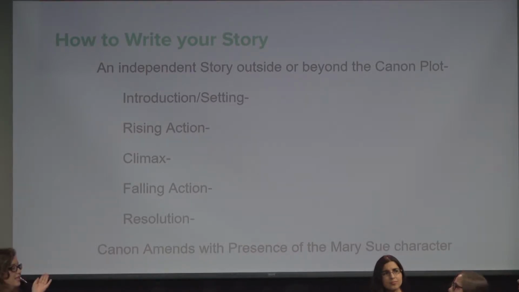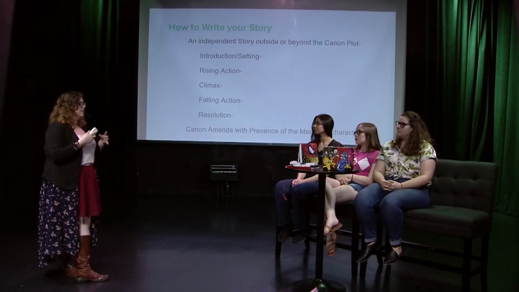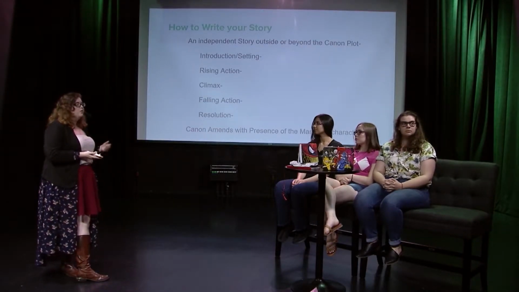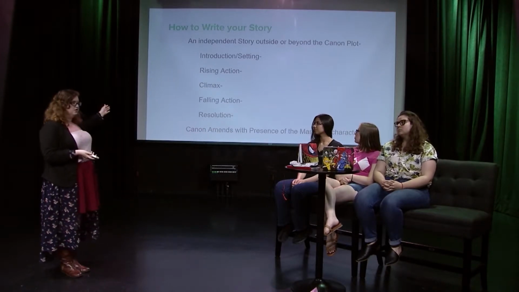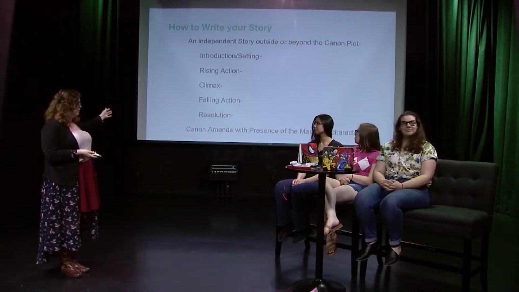So here are some ideas on, we have 2 ways that you can kind of structure the main plot for your story. The first one is just by doing a story that's independent of canon plot. It's either outside or beyond. For that, we recommend just following the 5 steps of storytelling. So you have your introduction and setting, your rising action, your climax, falling action, and then resolution.